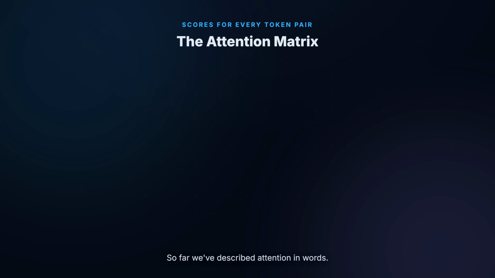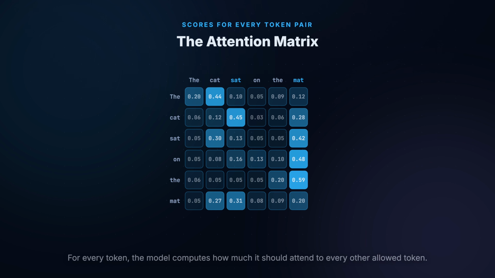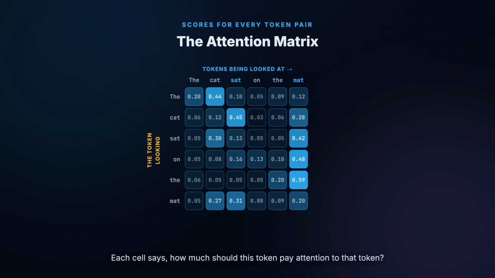So far, we've described attention in words. Now let's see what it actually looks like as a grid of scores, the way the model computes it inside. For every token, the model computes how much it should attend to every other allowed token. These scores form an attention matrix. Rows represent the token doing the looking. Columns represent the tokens being looked at. Each cell says, how much should this token pay attention to that token?